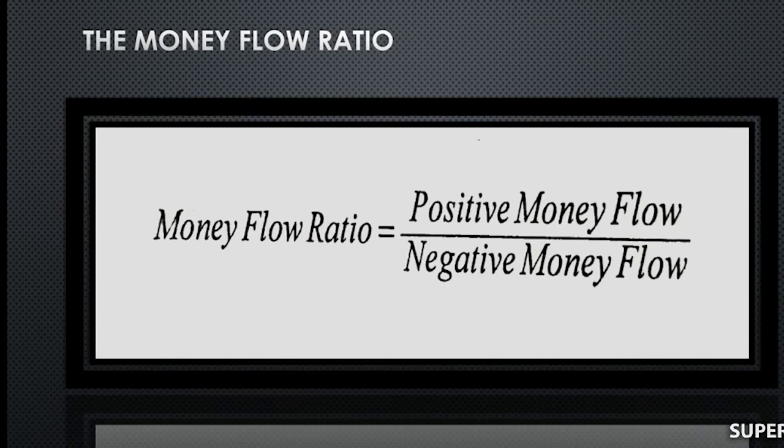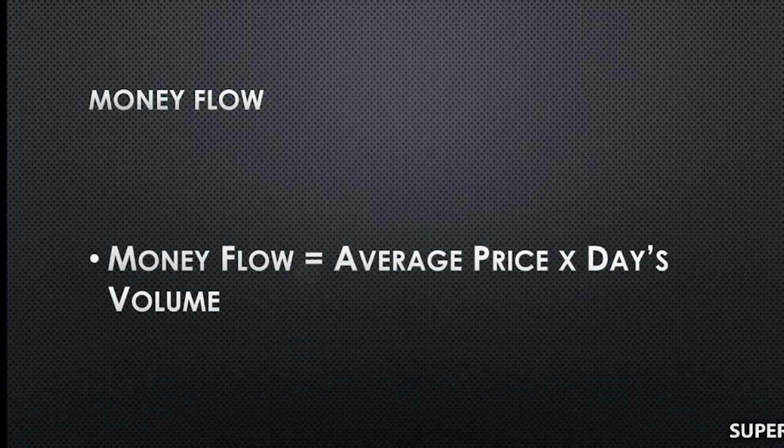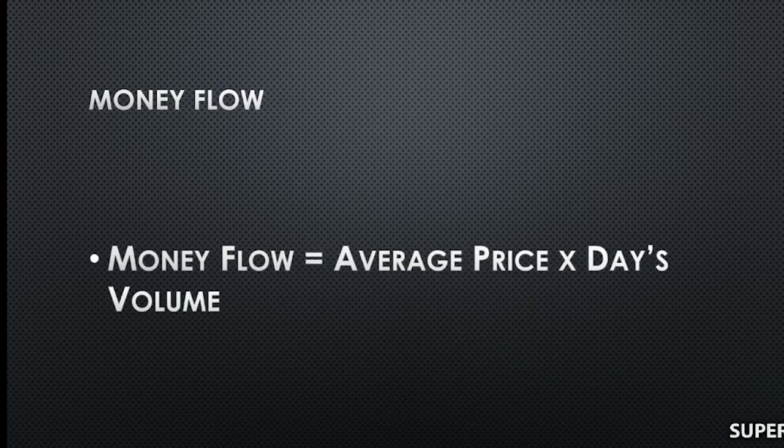Okay. So the money flow ratio can be calculated by using the equation positive money flow divided by negative money flow. Money flow can be calculated by using the equation average price times the day's volume, and average price can be calculated by using day high plus day low plus close divided by 3. Here we are using average price instead of closing price, and by multiplying this average price by volume, we get money flow.